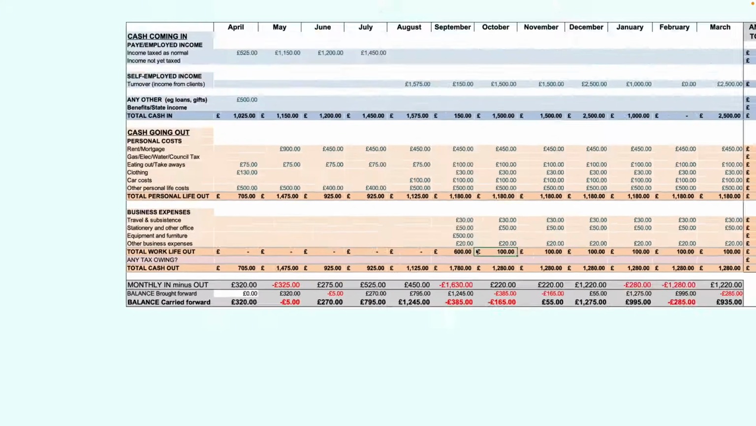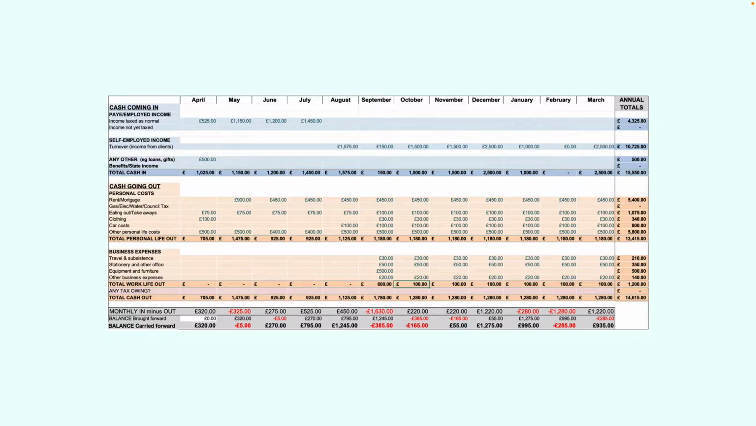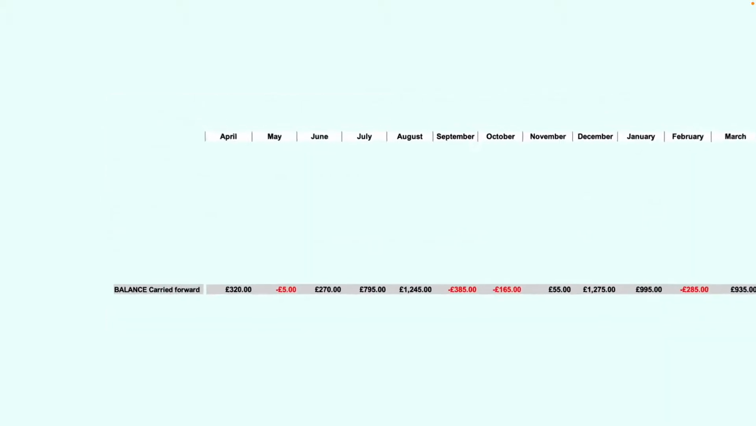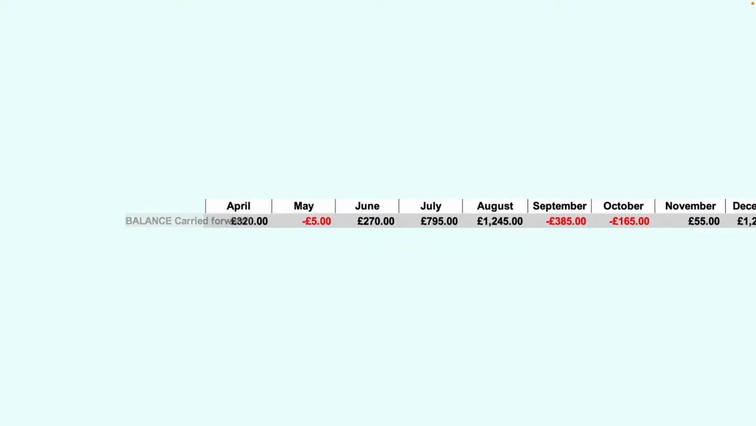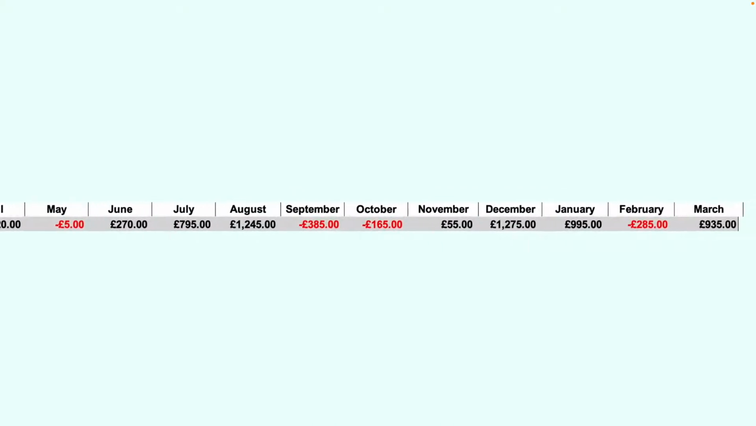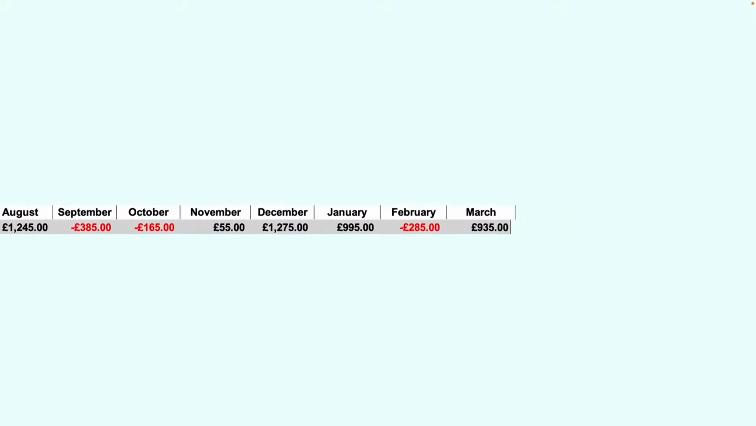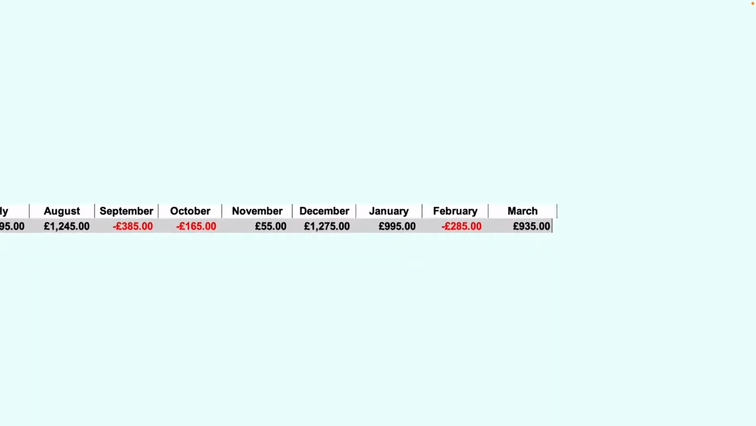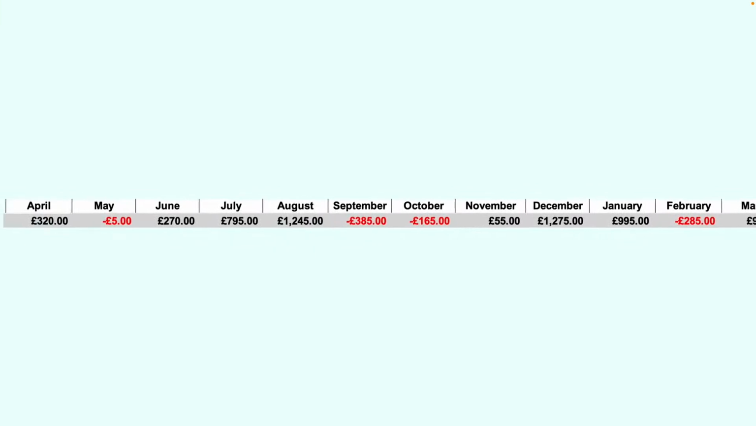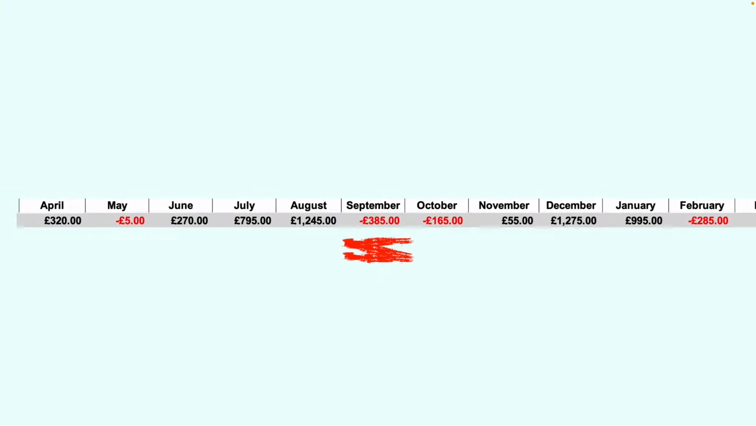Now, if we put a whole year in front of us like this, then obviously it just looks like a jumble of numbers. But what we could do once we've done that is ignore everything except the bottom line. And we could just read off that bottom line and it would tell us, will we run out or not? Now, some of those figures are red, so that means that if this were you, you would be running out at a number of points in the coming 12 months. If I just scroll back, we can see that it's at its worst next September. It says that we will run out by £385.